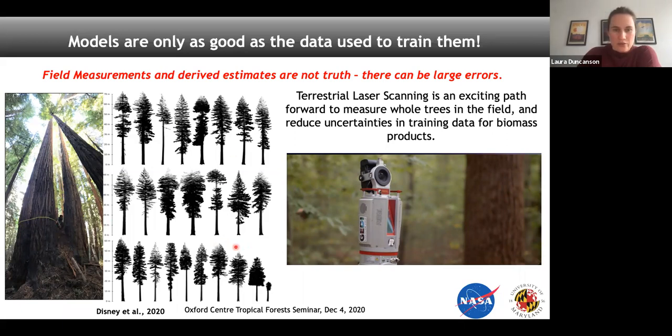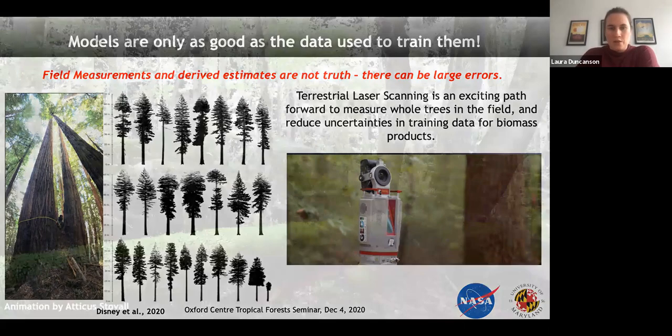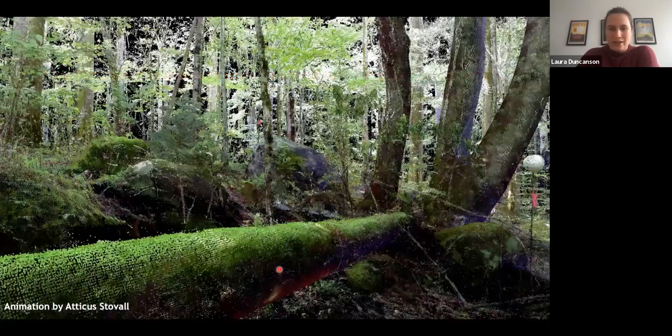So this is a reconstruction of several sequoia trees from some work in Sonoma County led by Matt Disney in collaboration with us, where you can see the variability between tree girth, canopy, and tree height across these large trees. There's a lot of variability there, right? So diameter alone is not a good proxy for estimating biomass. So I'll just show a little bit of TLS eye candy here.